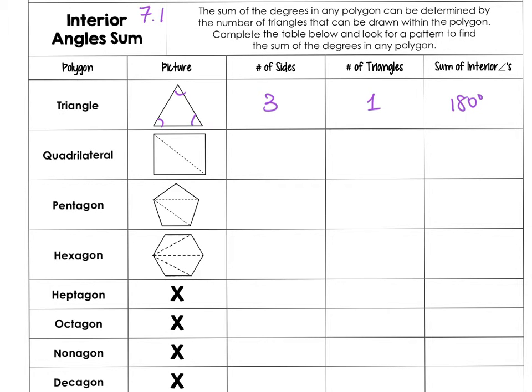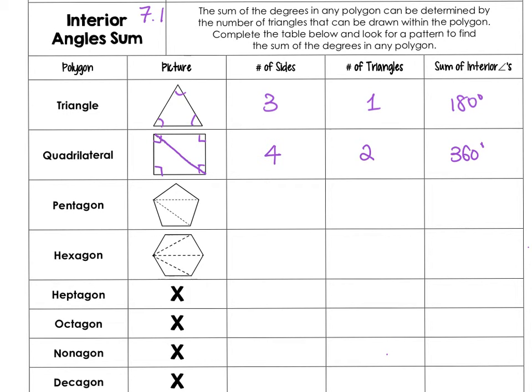So now quadrilateral. Notice how I drew the diagonal line here. By doing that, I cut the quadrilateral into two triangles. I have a quadrilateral with four sides, and we know for this one in particular, if it's a rectangle, it adds up to 360 degrees, right?